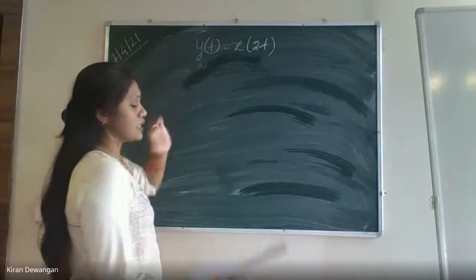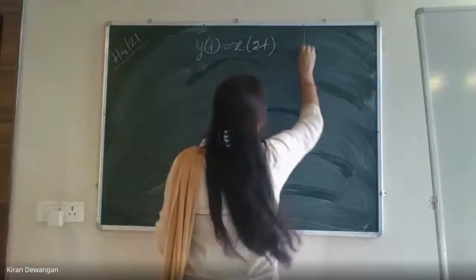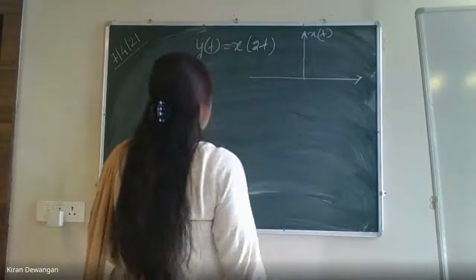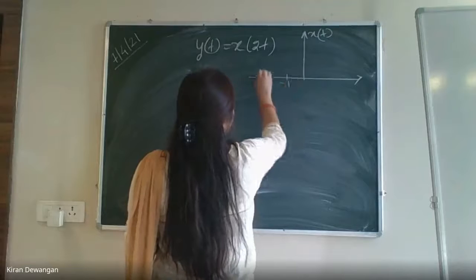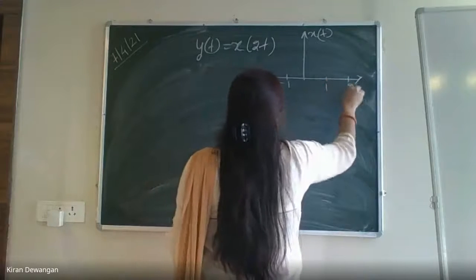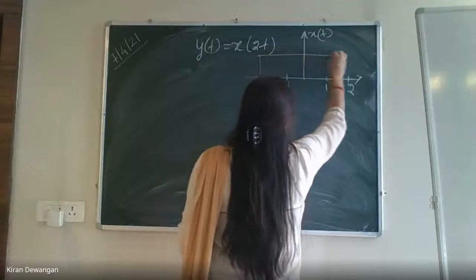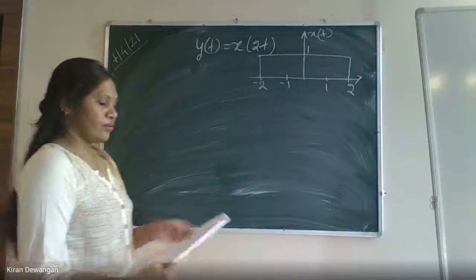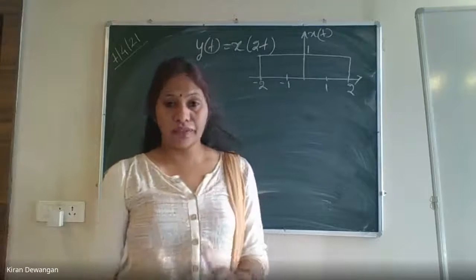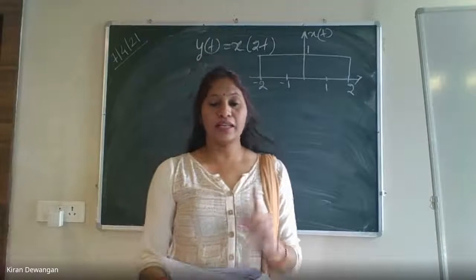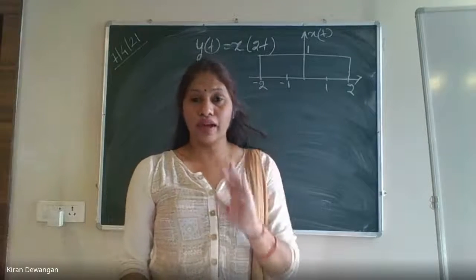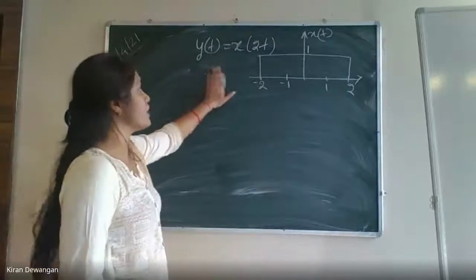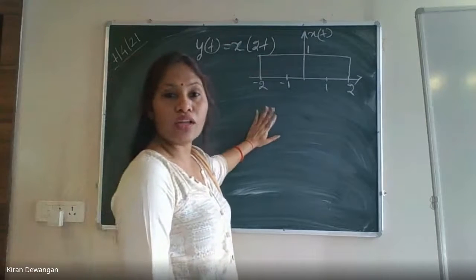Now this is the system given by y of t equals x of 2t, where my x of t is given by -1, -2, 1, 2. It starts with -2 and goes till 2, and the value is 1. So we have to prove graphically whether the system is a time variant or invariant system. हमें graphically निकालना है कि ये system time variant या invariant है.